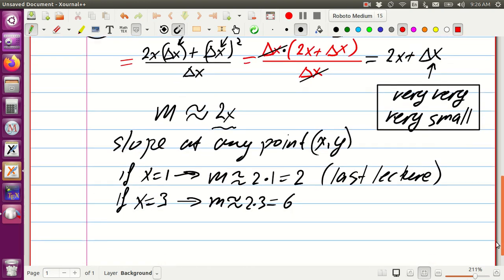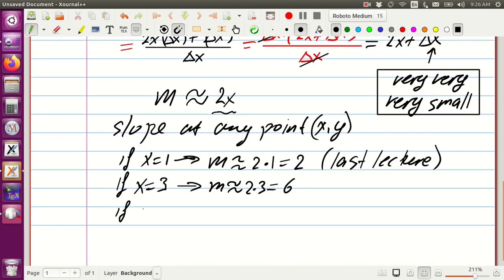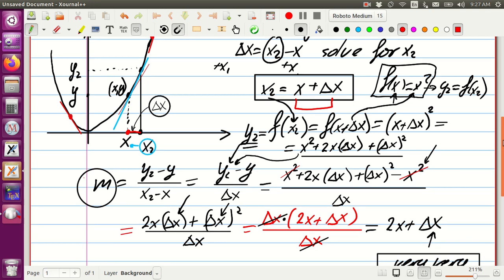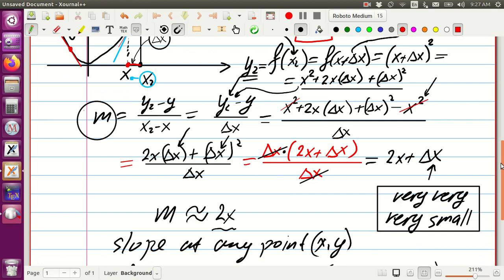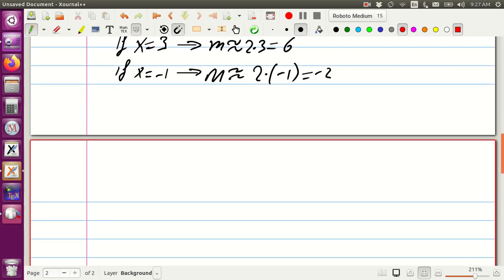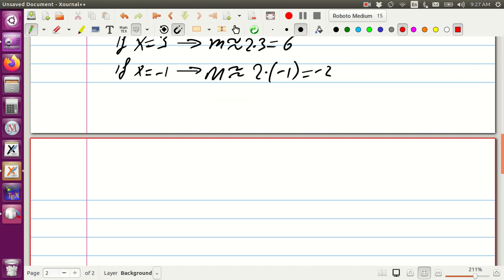Okay, and can we use a negative value? Why not? If x is equal to -1, you get the slope to be pretty close to 2 times -1, which is -2. But let's look at the picture. If you step to -1, your slope will be like this, which is a negative slope. Okay, so let's do one little exercise before we move to some notation that we need to define.